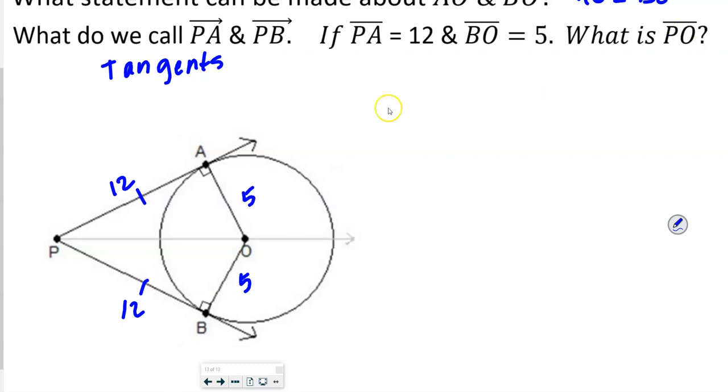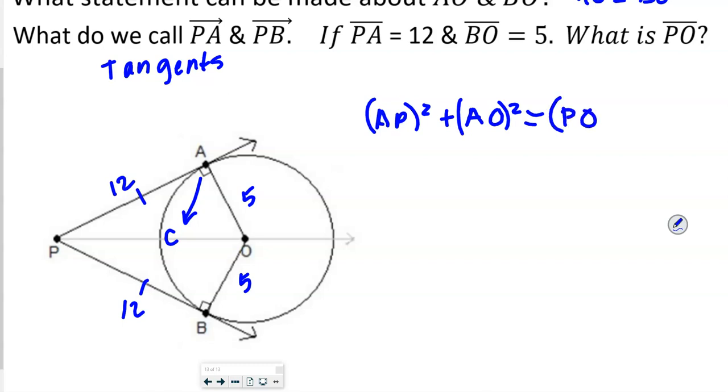And then it says, what is PO? So it's asking us for this length right here. So once again, we have a right triangle. You guys see that there? So isn't this the side that's opposite the right angle, the hypotenuse? So that's going to be our C, isn't it? So we're going to do AP squared plus AO squared. That's going to be equal to PO squared, right? So AP is 12. 12 squared plus 5 squared is equal to PO squared.